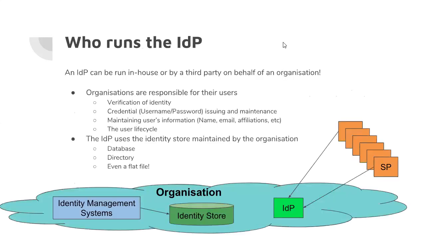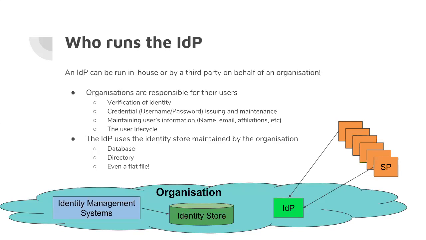But who actually runs the IDP? An IDP can be run in-house, or it can be run by a third party on behalf of an organisation. And there's a big move for organisations to outsource their software assets to third parties. We've seen that a lot in Australia, and we've actually got a service that we allow our subscribers to use to basically run their IDP for them.